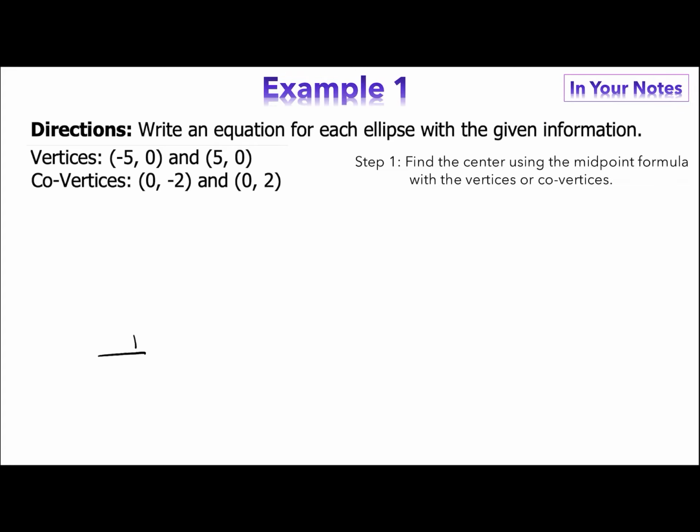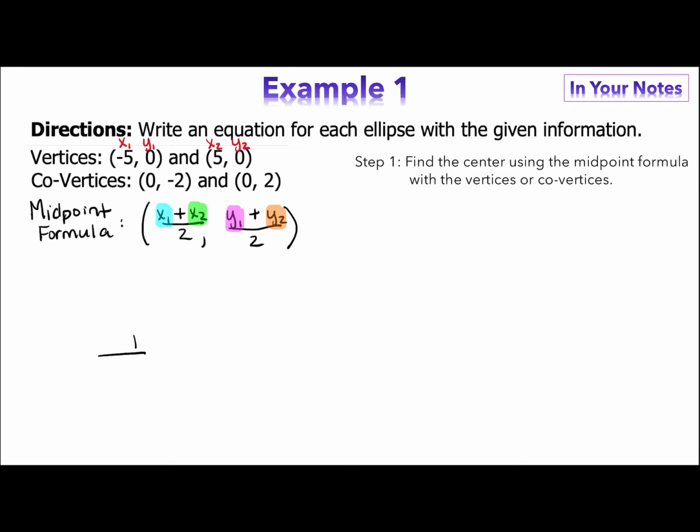Okay, I've written down some steps for you. Step number 1 is to find the center using the midpoint formula with the vertices or the co-vertices. I always choose the first one they give me, which is the vertices. Here's your midpoint formula in case you forgot. So the midpoint formula tells you to do x1 plus x2, divide that by 2, y1 plus y2, divide that by 2.